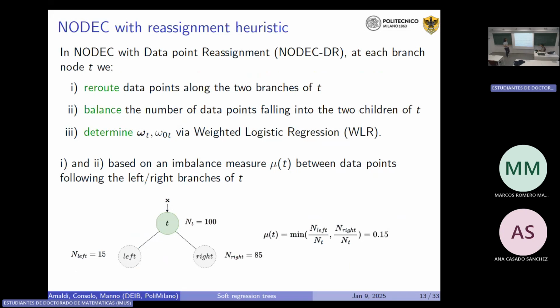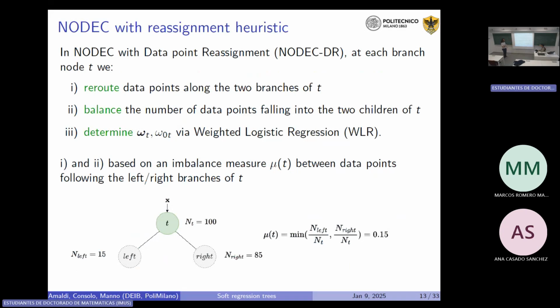So the idea, I will just give you an idea, is that when I select a branch node, then I know how many data points fall in that branch node. A possibility is to reroute some data points, some input vectors, in a way to establish a sort of balance between the children of the branch node. To do that, we need to introduce a measure. We can consider a lot of measures of imbalance, but the easy one is just the ratio between the number of data points in the branch node and the number of data points in the children, and see which is the lowest.